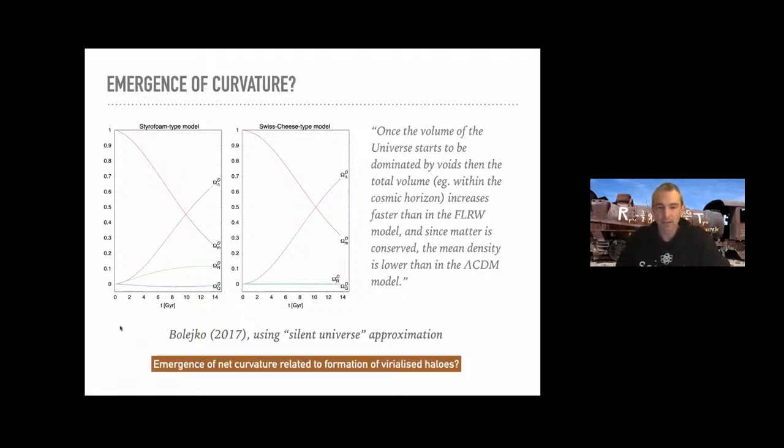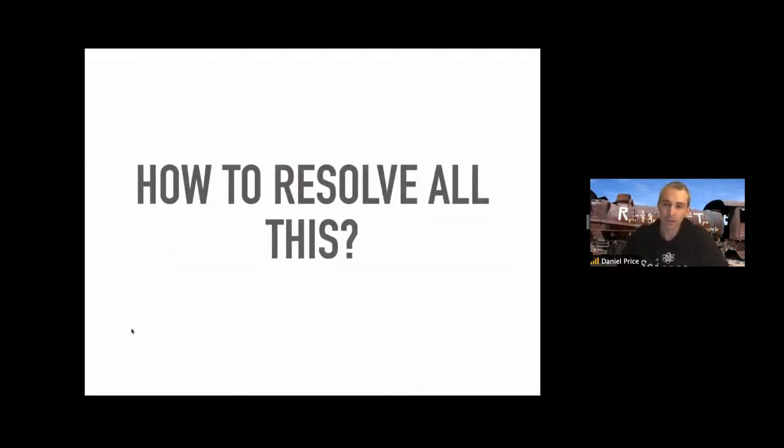And so in Christoph's model, there are some issues. He used a relatively simple approximation, the silent universe approximation, and he seemed to link, at least in his initial formation of realized halos. So I'm going to come back to this, but it's something that might be interesting to look at in the context of a more self-consistent GR model. So that was some of the broader motivations and some of the things that were existing at the time. And so our thoughts about how to resolve all this was, why don't we just try and do it directly?